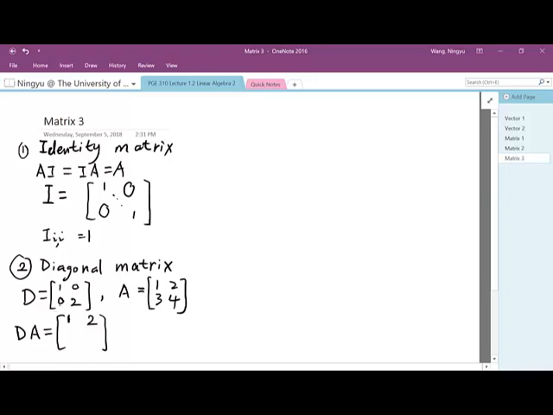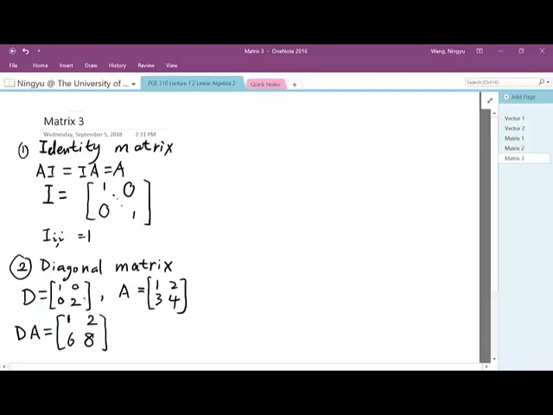Second row is 0, 2. First column in A is 1, 3. So 0 times 1 plus 2 times 3, so it's 6. What about this? It's 8. If you compare dA with A, we can see that the first row is still the same, but the second row is 2 times that of A.